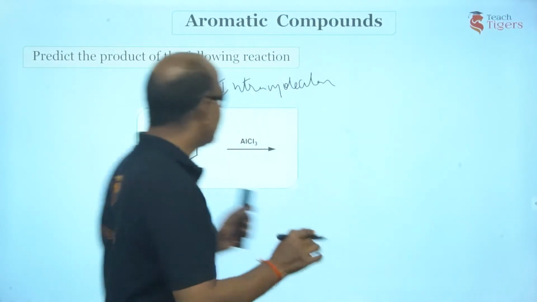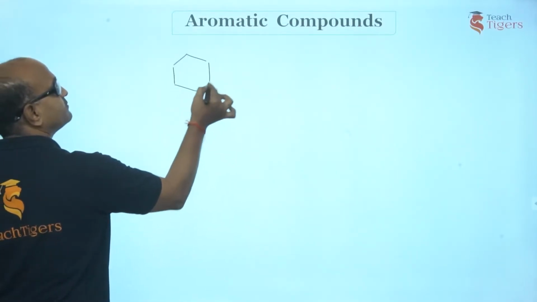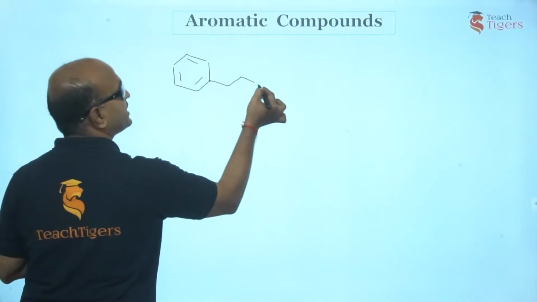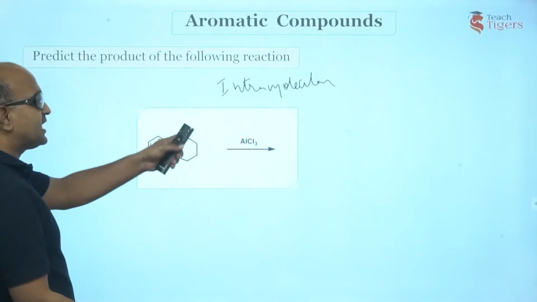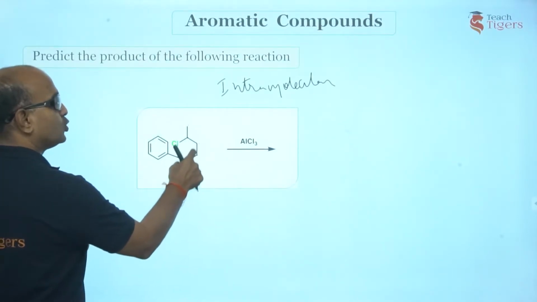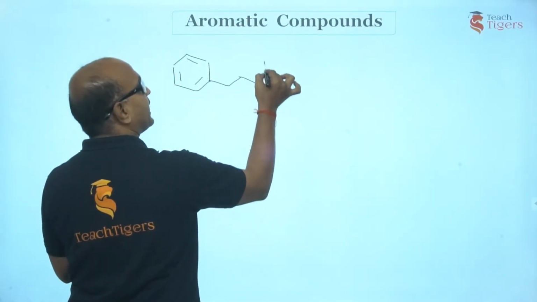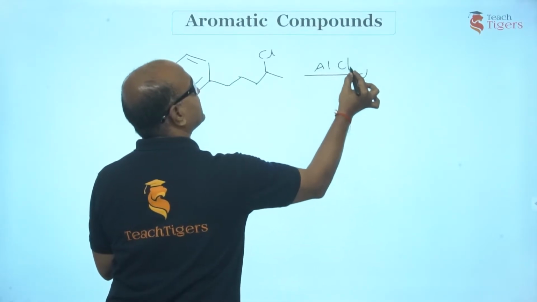So I'll write here. Check it out. This is the benzene ring I have. This is 1, this is 2, this is 3, this is 4, this is 5. So to which atom is the chlorine atom bonded? 1, 2, 3, 4th carbon. That's what I am doing here. 1, 2, 3, 4th carbon. I add this. Now I am adding AlCl3.